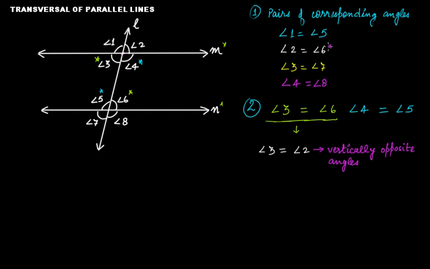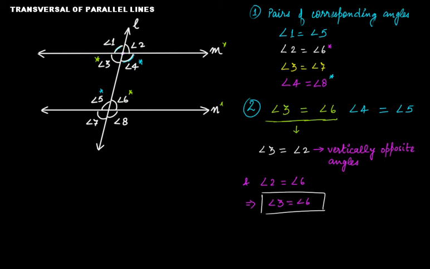Now, since the pairs of corresponding angles are equal, from here angle 2 is also equal to angle 6, right? Now, since angle 3 is equal to angle 2 and angle 2 is equal to angle 6, can't we say that angle 3 will be equal to angle 6? Why? Because angle 3 is equal to angle 2, and since angle 2 is equal to angle 6, therefore angle 3 will be equal to angle 6.